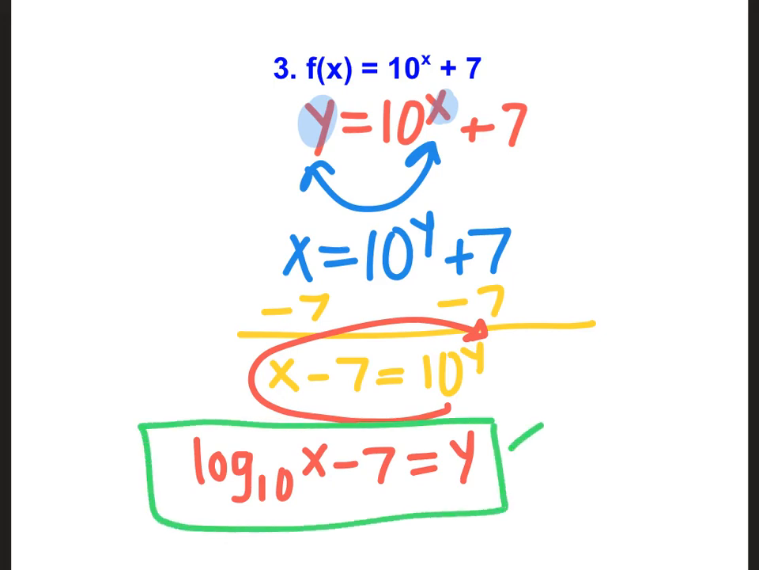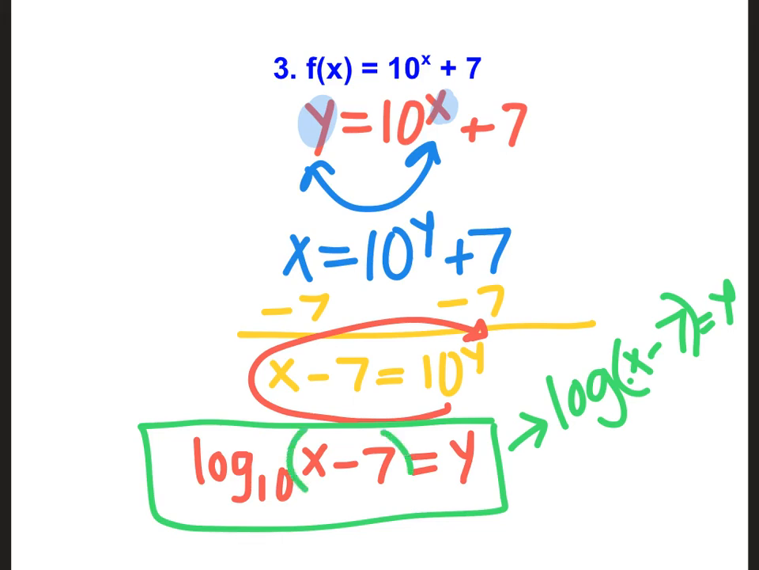Remember, you could also write this as log of x minus 7 equals y. Now, technically, because we did x minus 7 together, I believe it is in parentheses, so I would put it in parentheses. Remember, log base 10 and just your log without a base, they're the same thing. So either of those answers would be good.